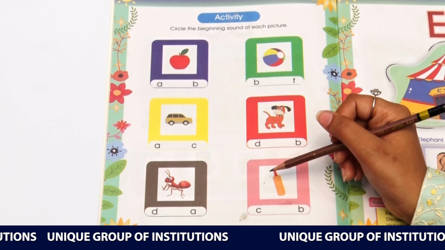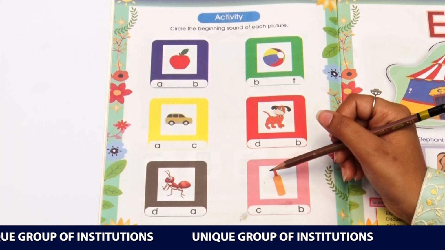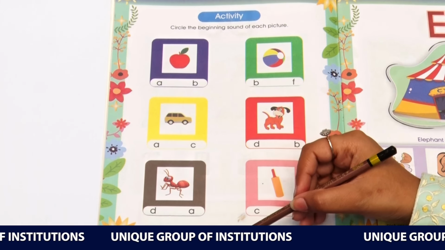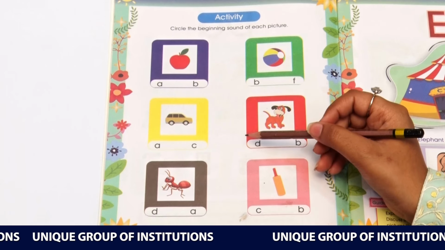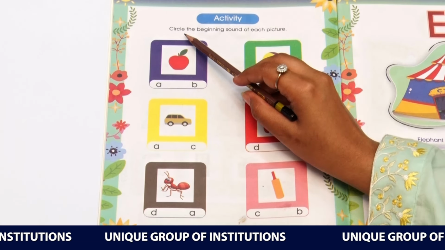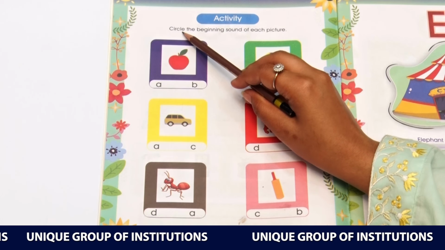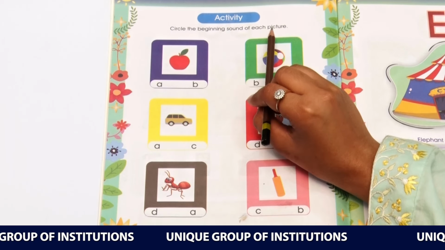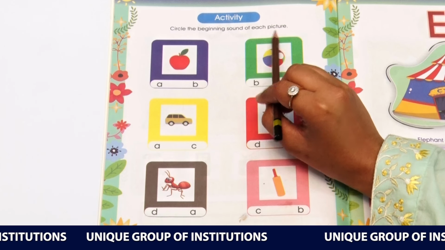My dears, you have to take out your English reading book, page number 5, and let's do this activity with me. Firstly, we have to read the caption. The caption is saying: circle the beginning sound of each picture.